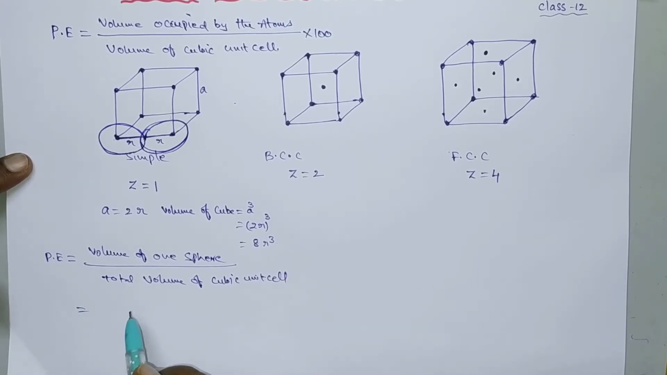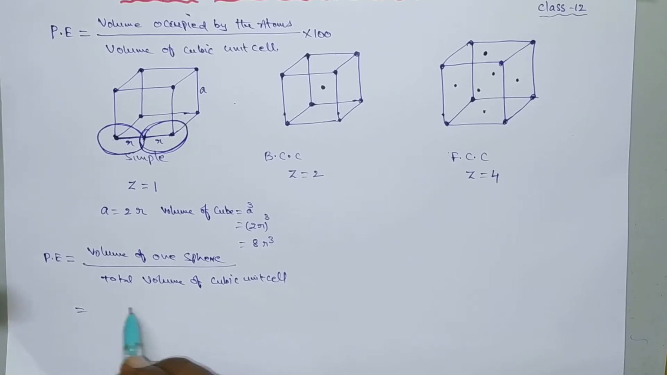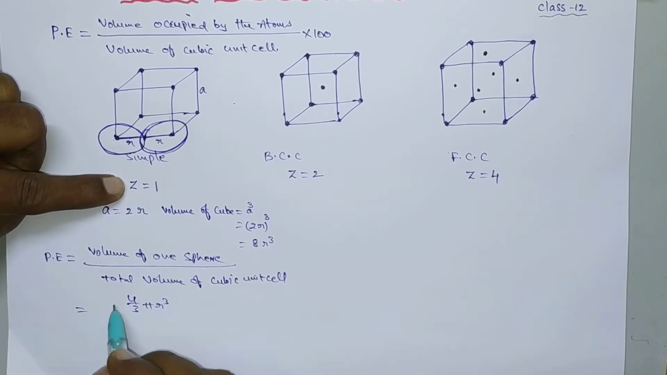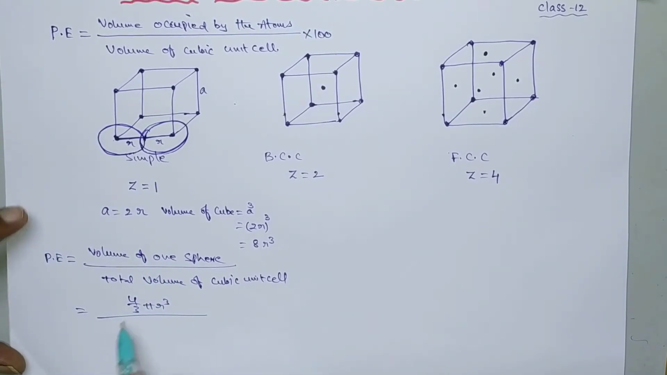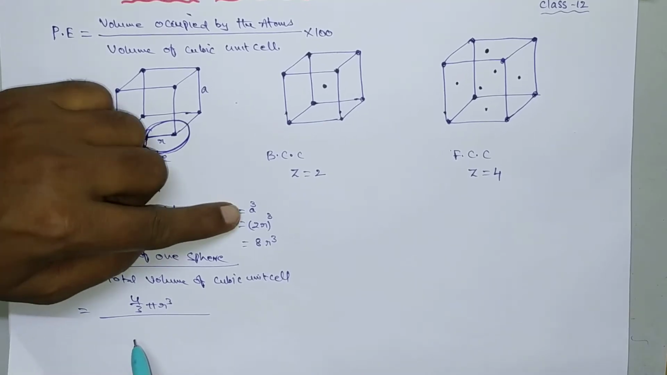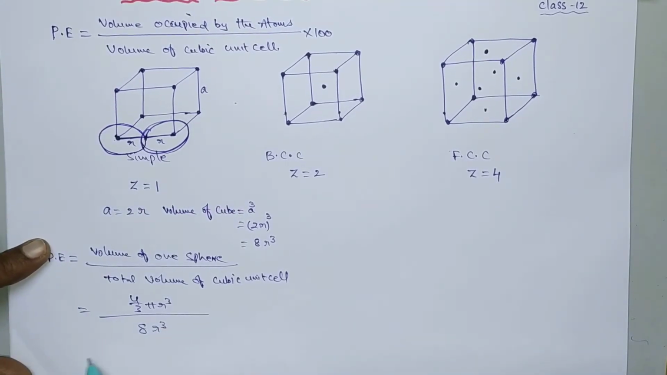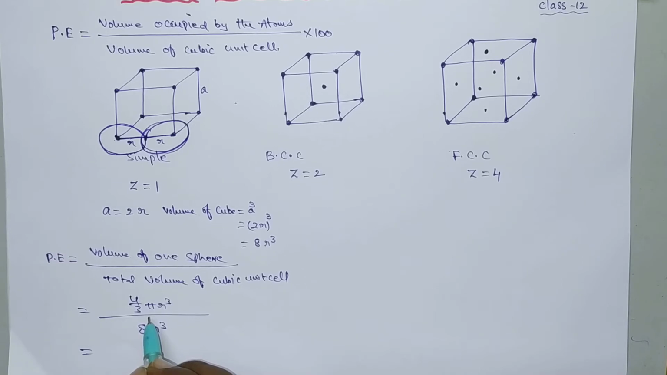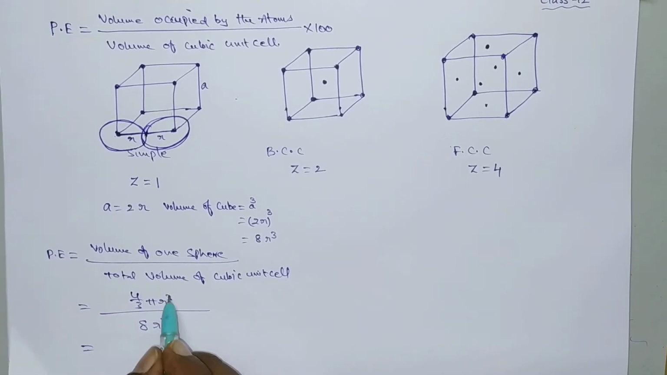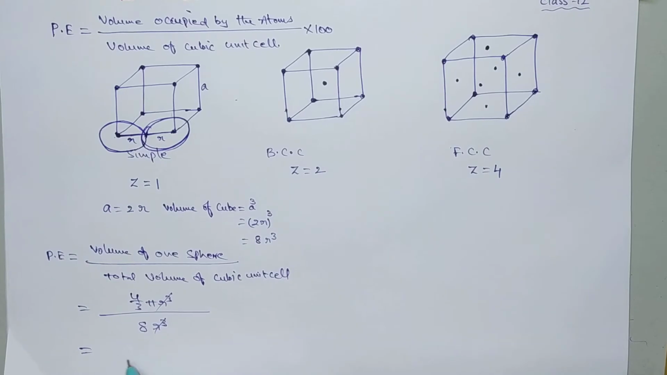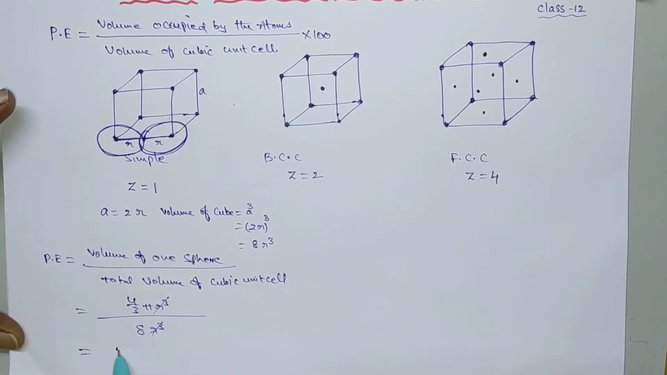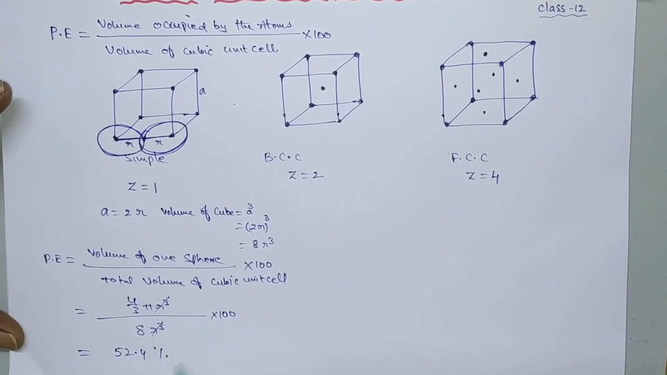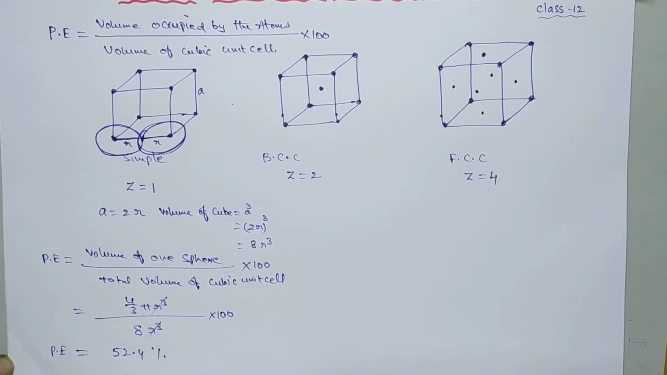The volume of a sphere is 4/3 pi r cube. Since it consists of only one atom, we take only one sphere, divided by the total volume of the cube, A cube, which here is 8r cube. Pi is 22 by 7, that is 3.142. By simplifying, the r cube gets cancelled, and upon simplification we get 52.4%, multiplied by 100. So this is the packing efficiency for the simple cube.